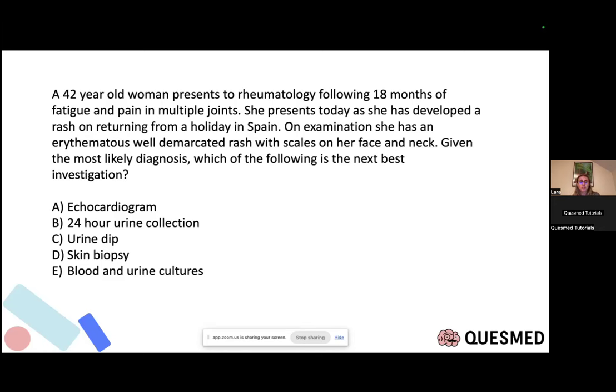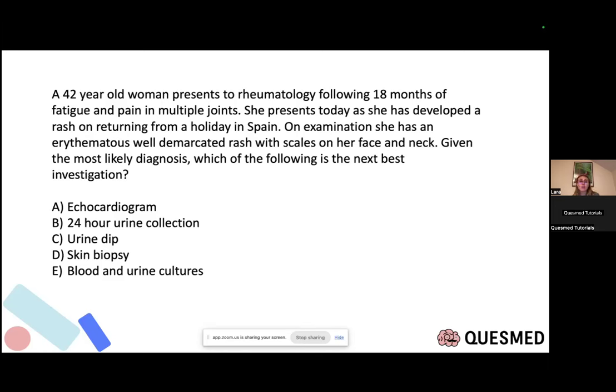Blood and urine cultures don't really make sense, and I don't think anyone put that. Echocardiogram I also think is a good option, because you can get a pericardial effusion from SLE. What it's picking up here is that this is a lady who is probably unwell with lupus. What you have to find out is whether or not she has lupus nephritis. So does she have hematuria or proteinuria? The best way to do that is on a urine dip.